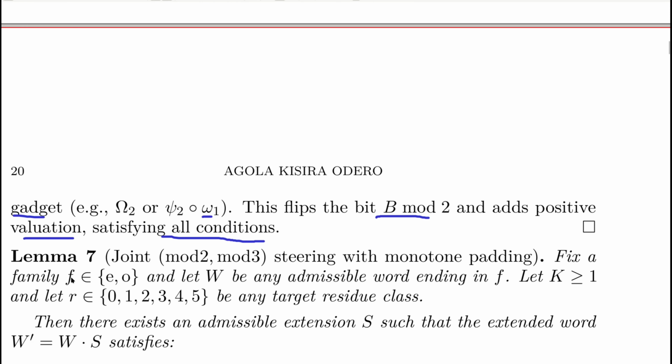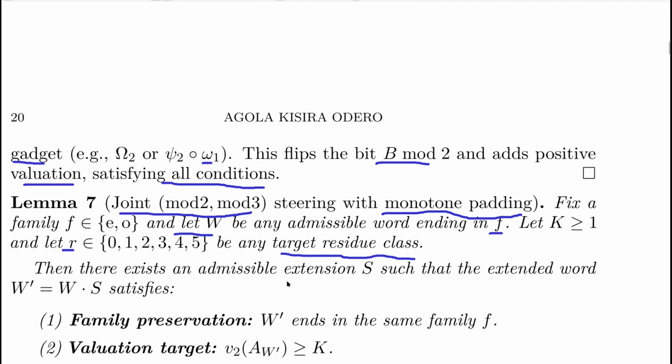Okay, so joint mod 2, mod 3 steering with monotone padding. Fix a family F being either E or O, and let W be any admissible word ending in F. Let K be greater than or equal to 1, and let R be any of 0, 1, 2, 3, 4, and 5, any target residue class.